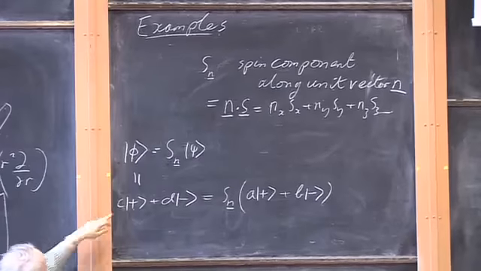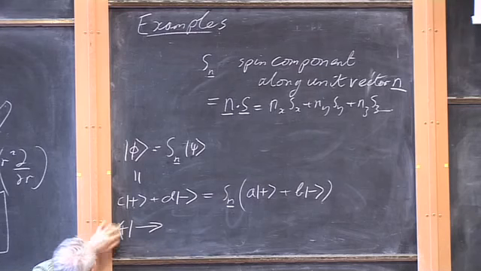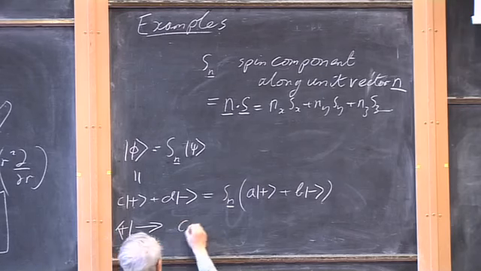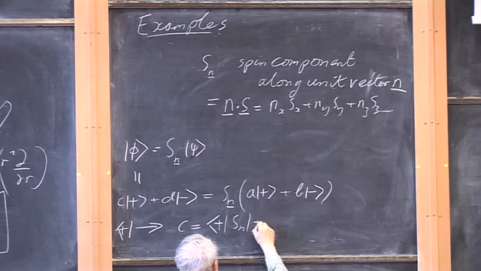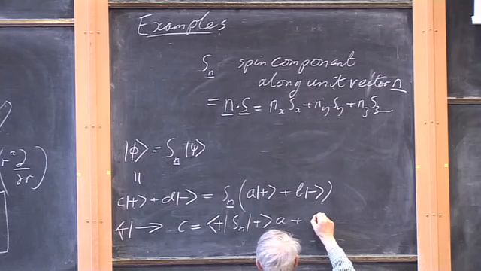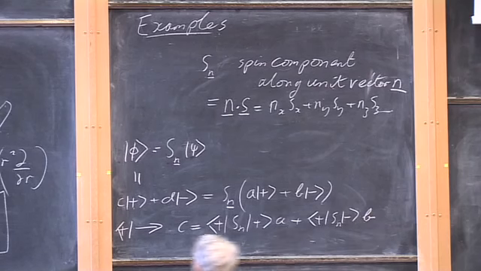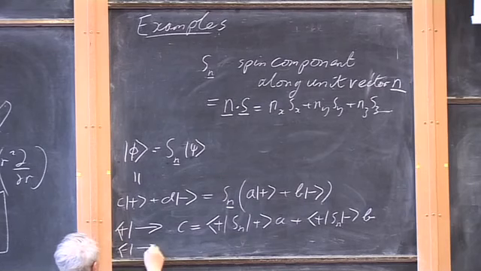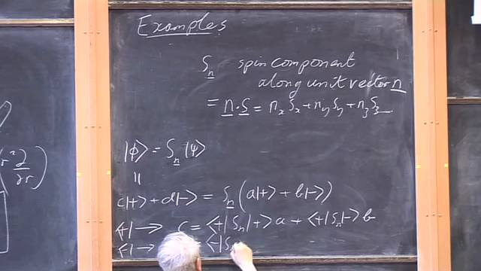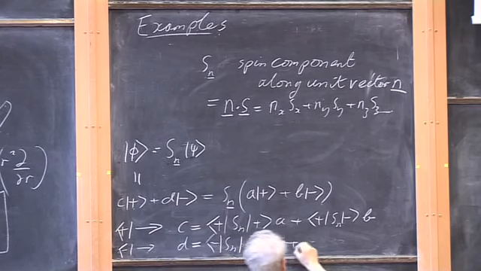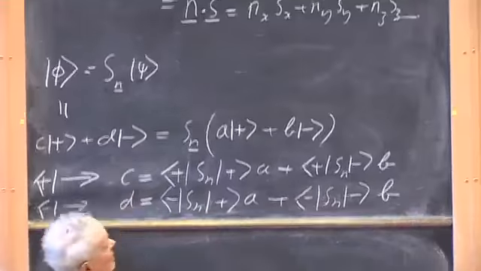What we do to find C, of course, is we bra through with plus, and then on the left we get C, so we find that C is equal to plus Sn plus times A, plus plus Sn minus times B. And bra-ing through by minus, we get an equation which tells us the value of D, which is equal to minus Sn plus times A, plus minus Sn minus times B.